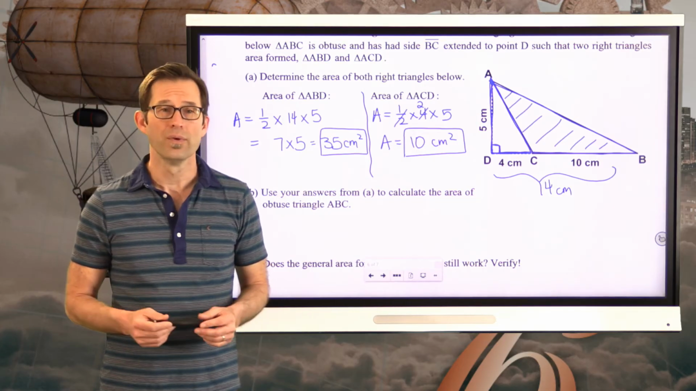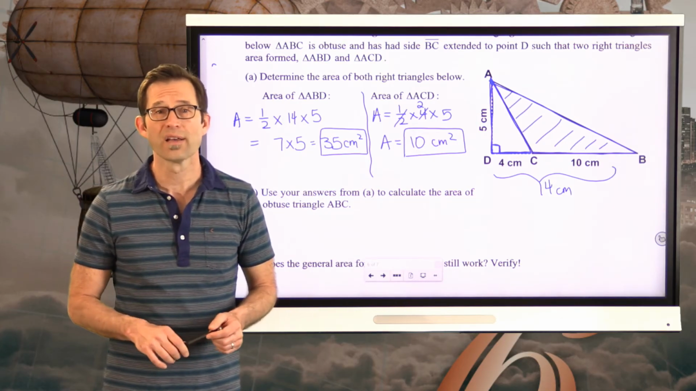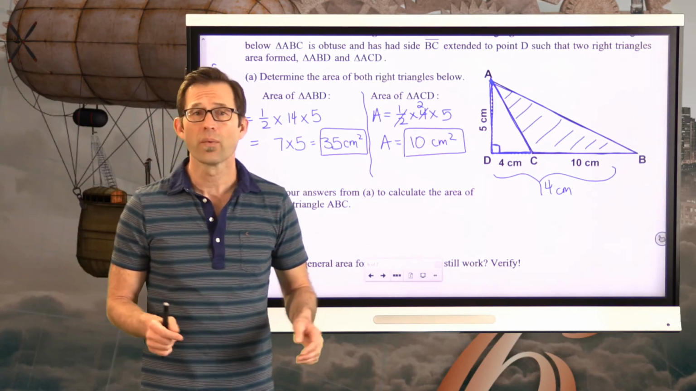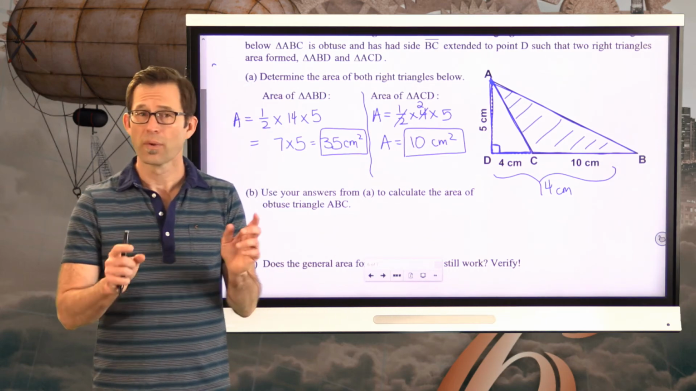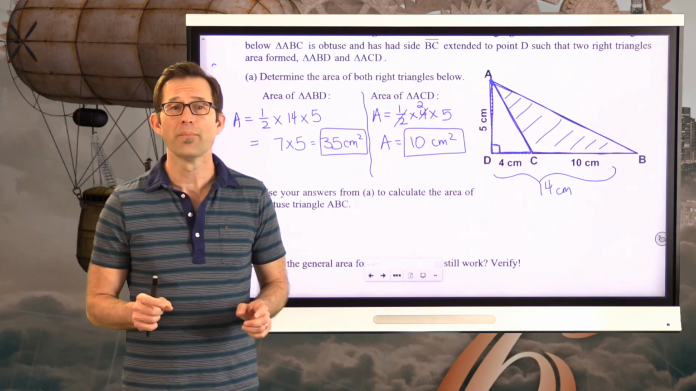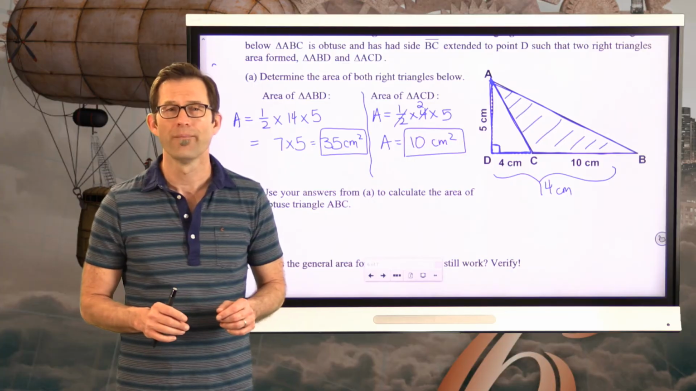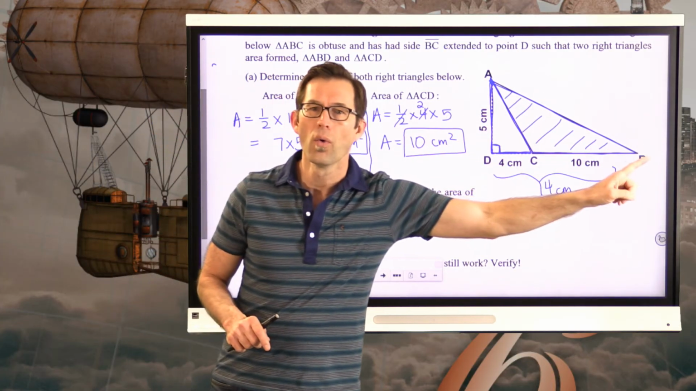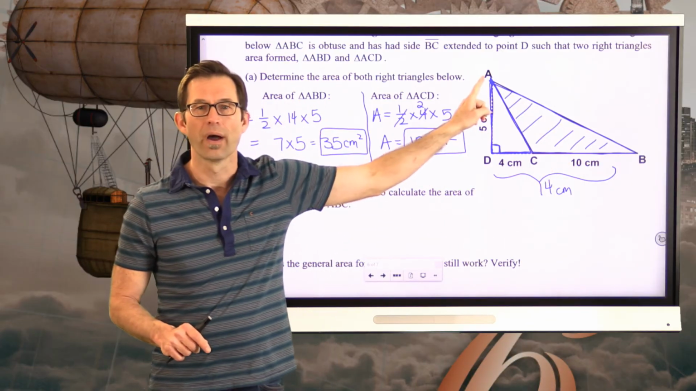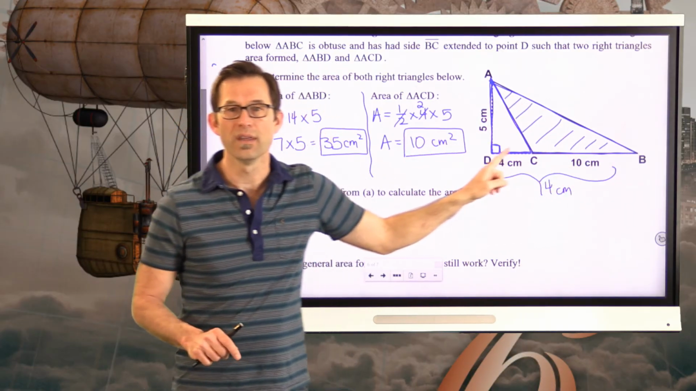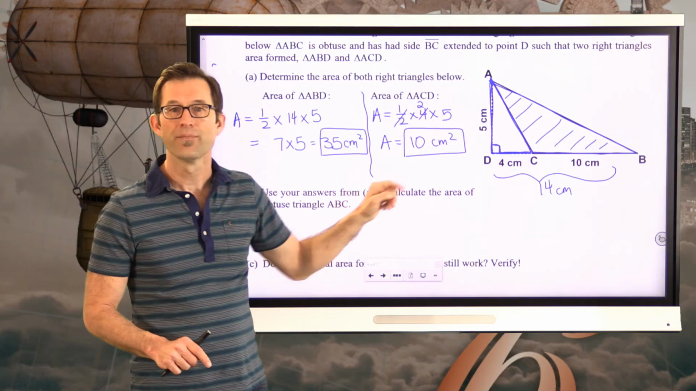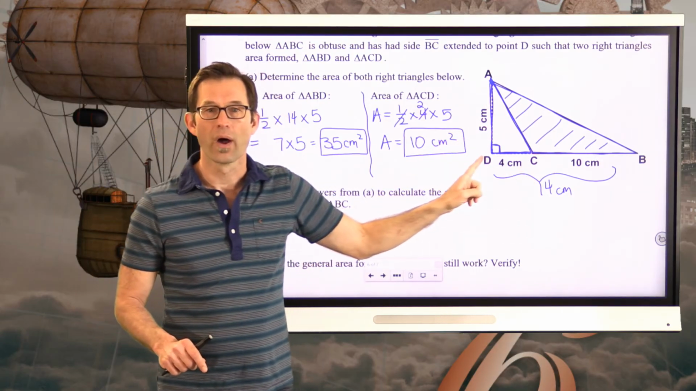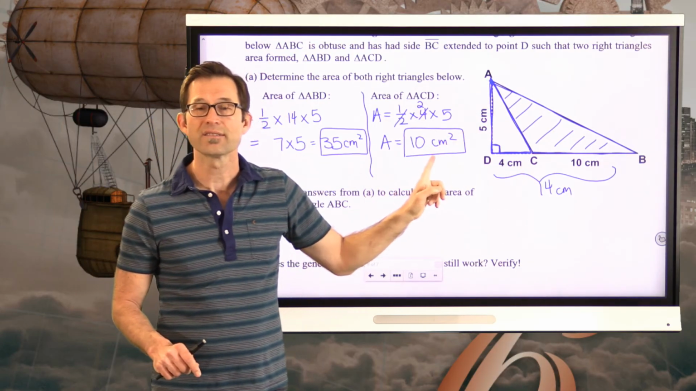Well, what I'm hoping you did was not what we did in the last problem. So in the last problem, right, we had these two right triangles that we calculated the areas of, and we added them up to find the overall area of the triangle. But in this case, that's not what's really going on. We know the area of that triangle, ABD, it's 35. We know the area of that triangle, ACD, it's 10.